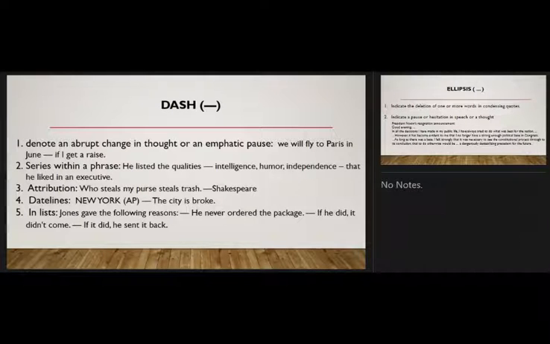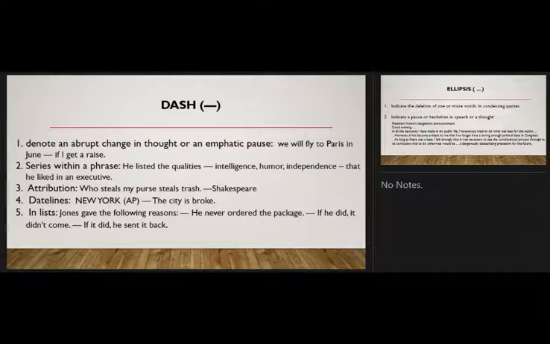The next one is the dash. First, the dash is used to denote an abrupt change in thought or an emphatic pause, like: We will fly to Paris in June if I get a raise. Second, it's used in a series within a phrase, like: He listed the qualities — intelligence, humor, independence — that he lacked in an executive. Third, the dash can also be used in attribution, like: Who steals my purse steals trash. Fourth, it's used in datelines, like: NEW YORK (AP) — The city is broke.